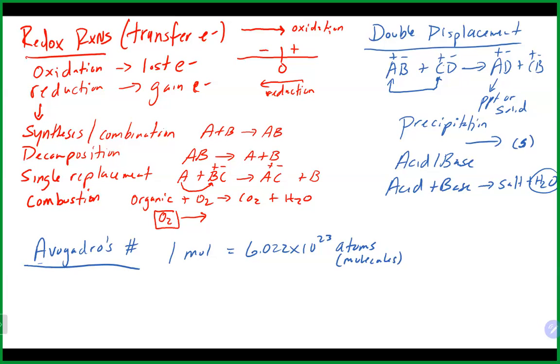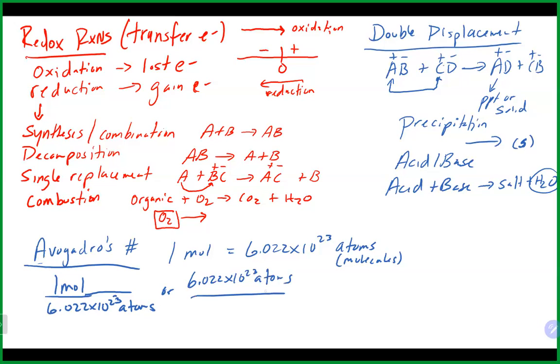And this is typically a conversion factor that we could write two ways. 1 mole is 6.022 times 10 to the 23 atoms. Or you can flip it around: 6.022 times 10 to the 23 atoms over 1 mole. This is the conversion factor to go between moles and atoms or molecules, and backwards.